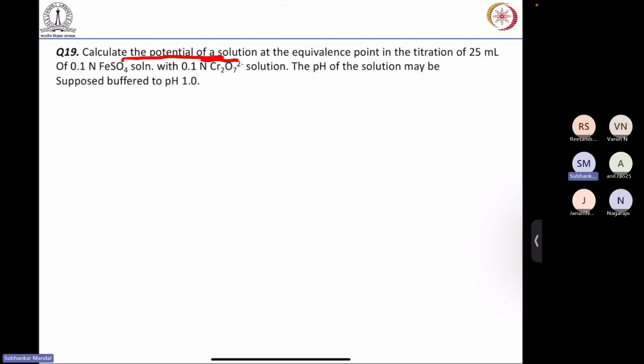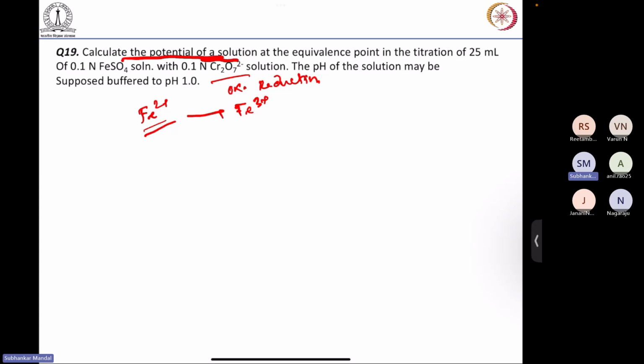Basically this is a potentiometric titration, an oxidation-reduction potentiometric titration, where iron sulfate is there. Chromate you take in the burette, and in the conical flask the Fe2+ solution is there, and you are doing Fe2+ oxidation, which goes to Fe3+. Then what is the potential of this cell?